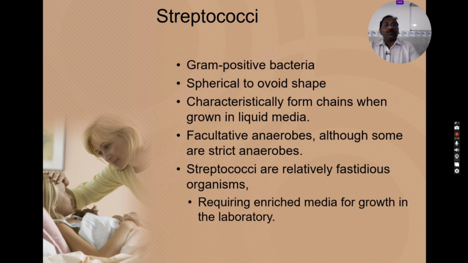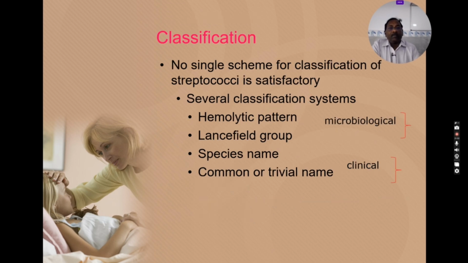They are gram-positive bacteria, spherical to ovoid in shape, characteristically forming chains when grown in liquid media. They are facultative anaerobes, although some are strict anaerobes. They are relatively fastidious organisms requiring enriched media for growth in the laboratory. No single scheme for the classification of Streptococci is satisfactory, so several systems are used to classify them.